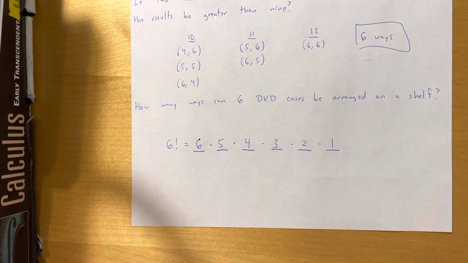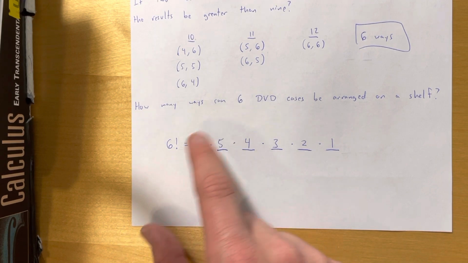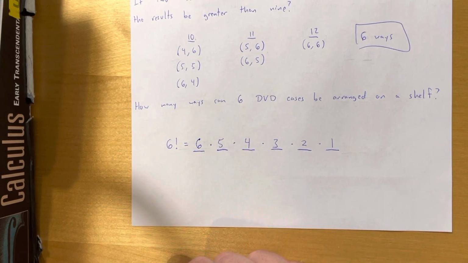And this is why we care about factorials in the counting problems that we see in this section, because factorials represent the total number of arrangements of a certain number of objects, that number being given by whatever we're taking the factorial of. So I'm trying to look for how many different arrangements of 6 DVD cases exist. It would be 6 factorial.